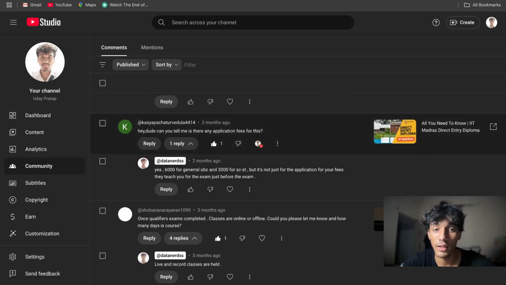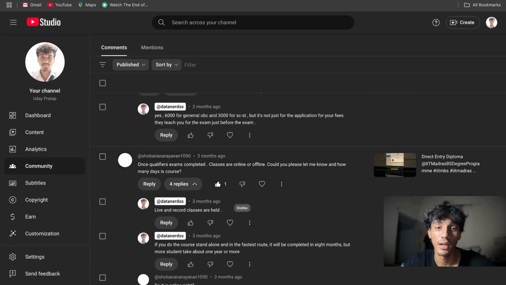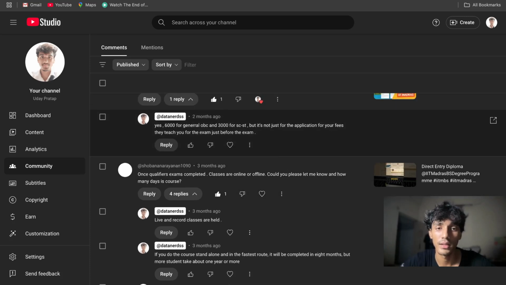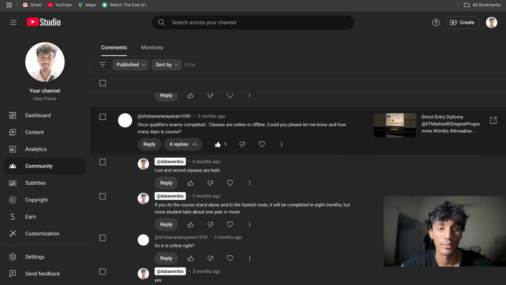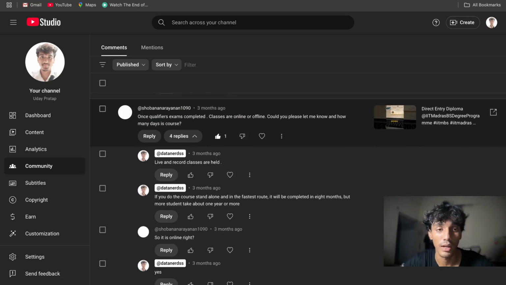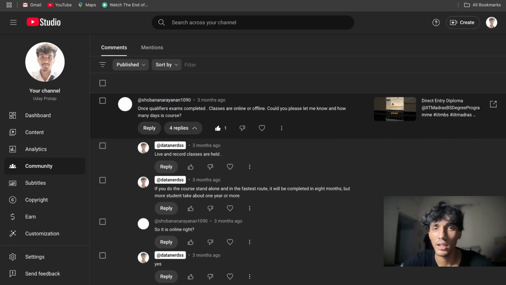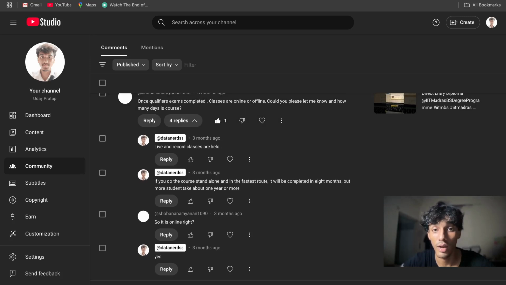Can you tell me the application fees for this? Yes, there are application fees. It is 6,000 rupees, and for OBC it is 3,000. It is actually high for a lot of people, and for me as well it was high, but I took the chance on myself and I was able to give the exam. There is a rule that you can give the exam twice for the same fees, which means if you fail the exam in the first attempt, you can give the exam again in the second term without paying any fees.